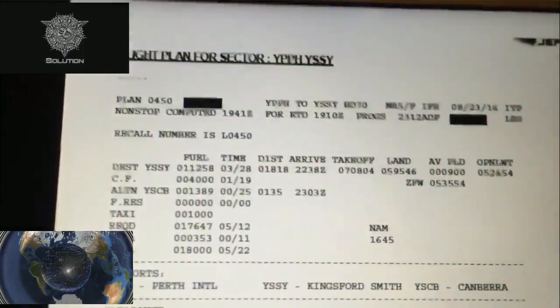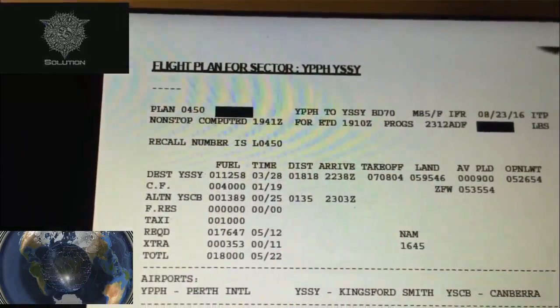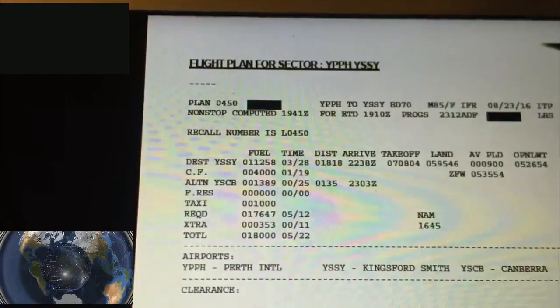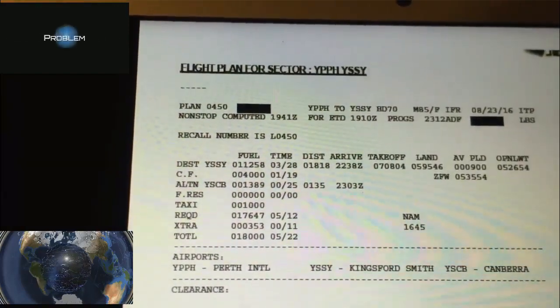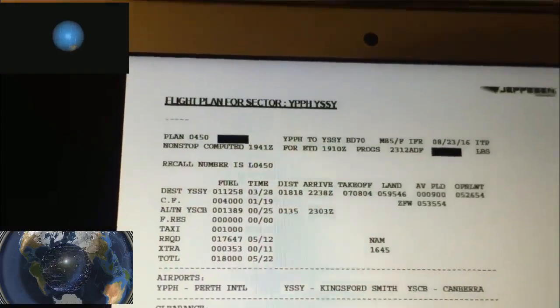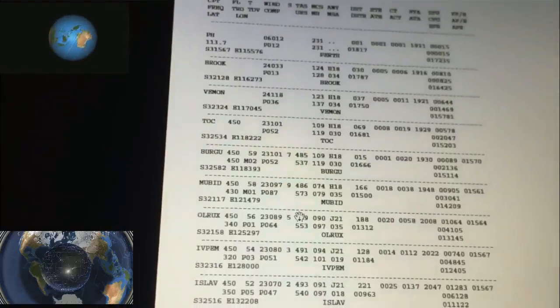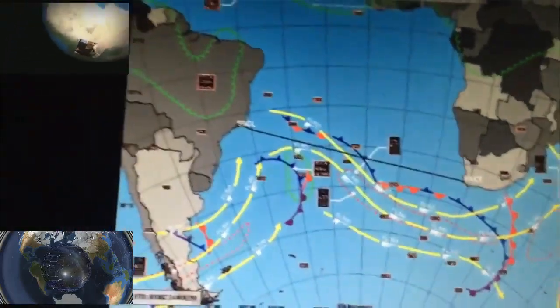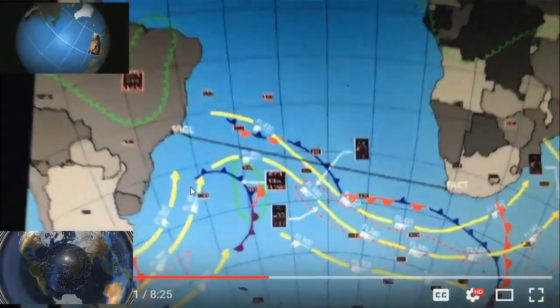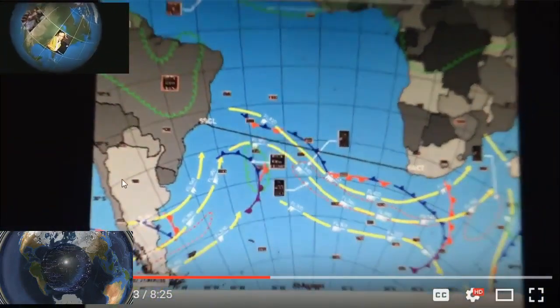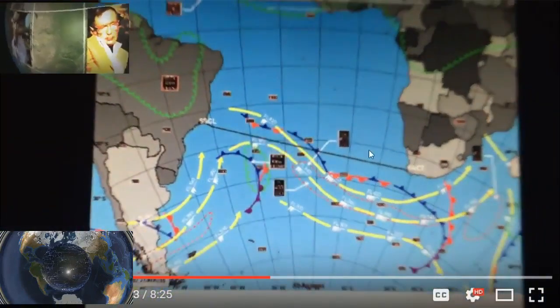And then the last part was just from Perth to Sydney, so I won't gloss over that too much. The blacked out parts are just where it shows our tail number and any of the crew names, so I've just blacked that out for privacy. And there's the flight plan for Sydney. We keep going down. Now we get to the charts. These are the weather charts, and you'll see that's the Rio to Cape Town leg.